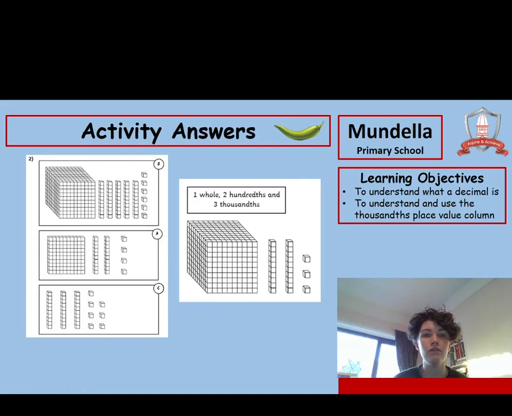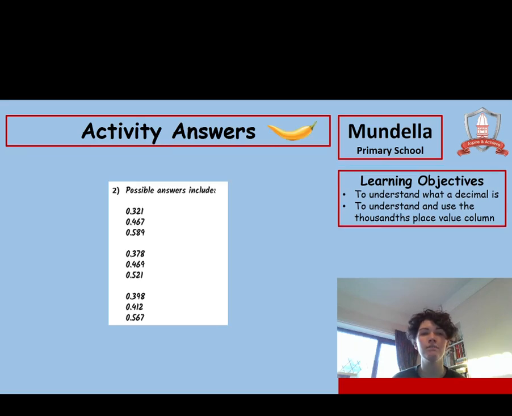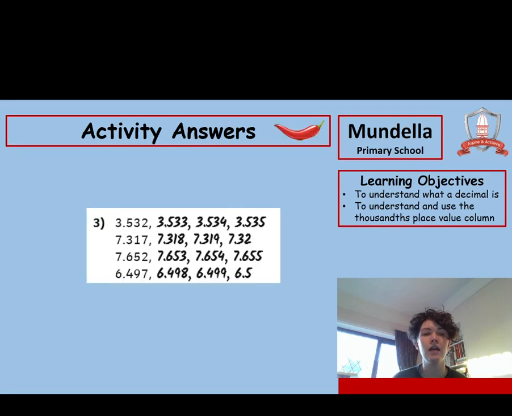And your answers for green, here we are. Well done if you got those correct. So it would be a C, 1 whole, 2 hundredths and 3 thousandths. Well done. Pause the video to make your corrections. Yellow, those are your possible answers. Pause the video to make your corrections. And red, here are your answers. Very well done if you got those correct, increasing by 1 thousandth each time.